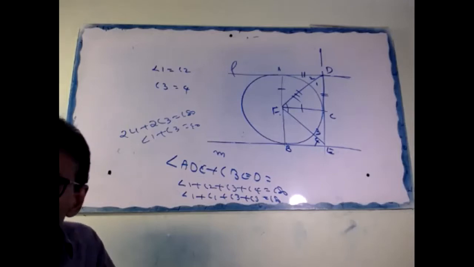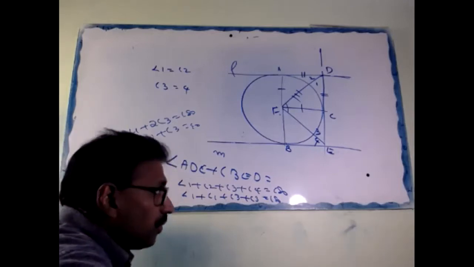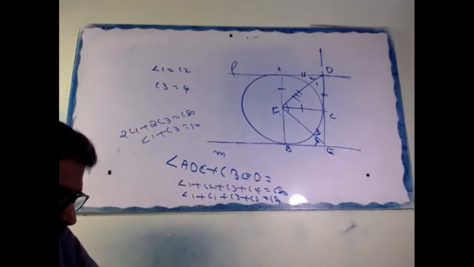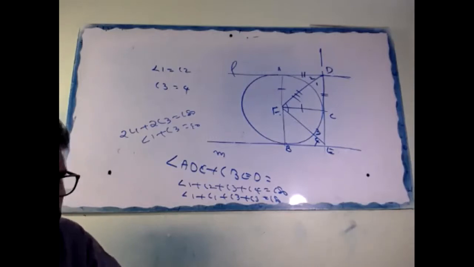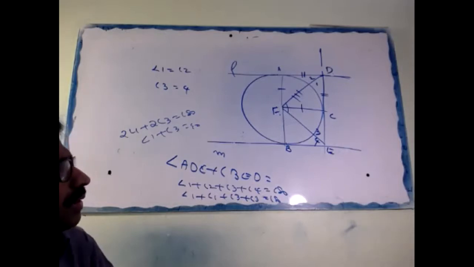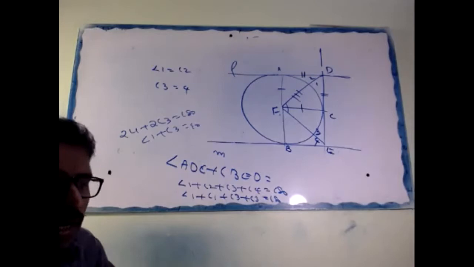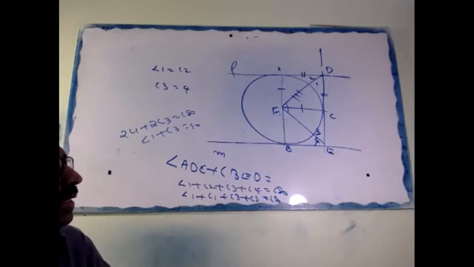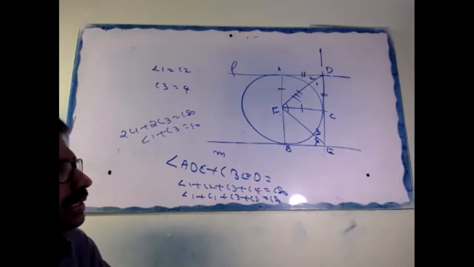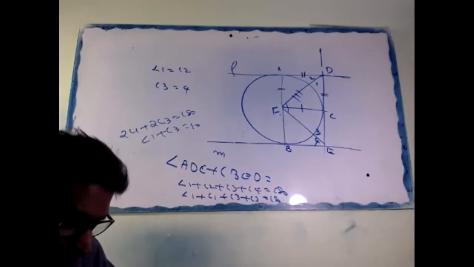In triangles FAD and FCD, FA equals FC, same radius. DA equals DC, tangents from an external point are equal. FD equals FD, common. Therefore, triangle FAD is congruent to triangle FCD by SSS congruency. Hence, angle 1 equals angle 2, by CPCT.